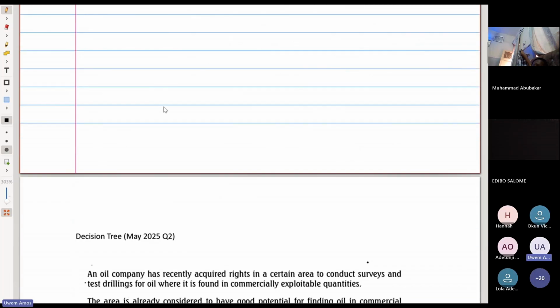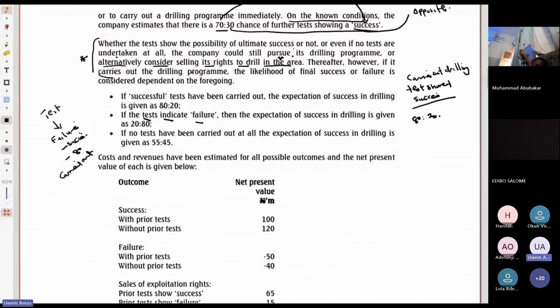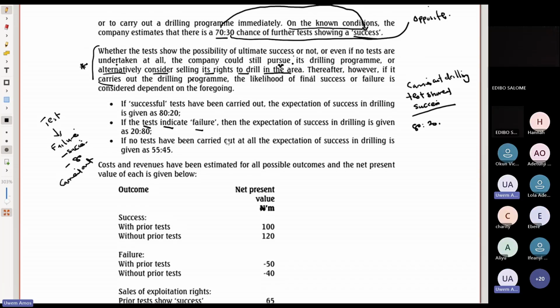And then the next one says, if we're still going ahead with the drilling, but no tests have been carried out. No test has been carried out. So back to our line.